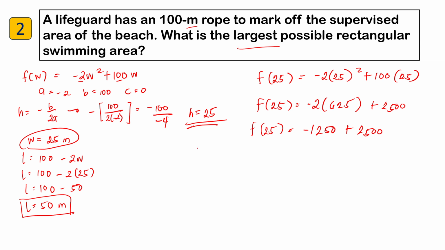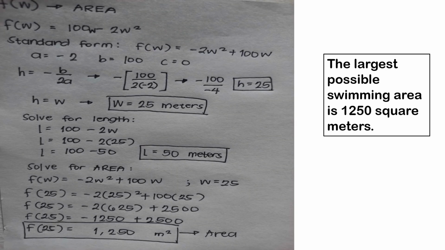And then next is simplify this. Since we have different signs here, we'll just subtract. So f of 25 is equal to negative 1250 plus 2500, that would give us 1250. Since this is the area, we'll write the unit square meters. And then for the conclusion, the largest possible swimming area is 1250 square meters.